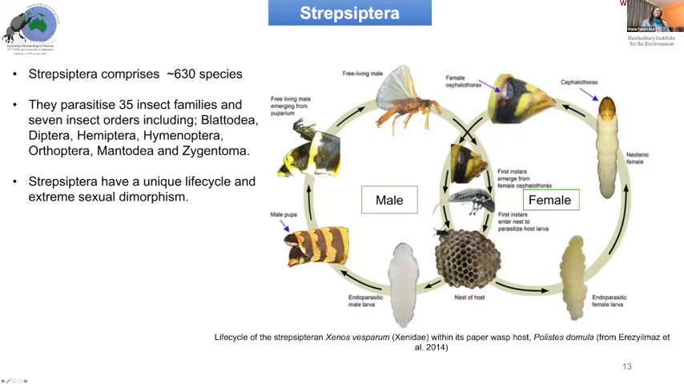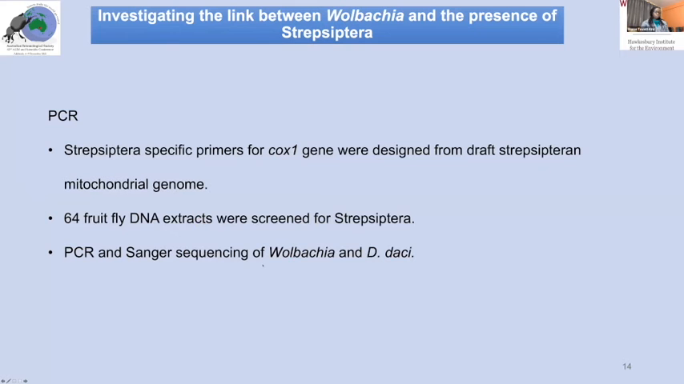So for the second step, now we have this additional mitogenome. What is it doing there? So we wanted to investigate if there was a link between Wolbachia and the presence of this strepsipteran. To do this, we designed primers that were specific to the Strepsiptera CO1 gene. And we used 64 fruit fly DNA extracts to screen for both Strepsiptera and Wolbachia. And for confirmation, we did Sanger sequencing of both Wolbachia and Strepsiptera.